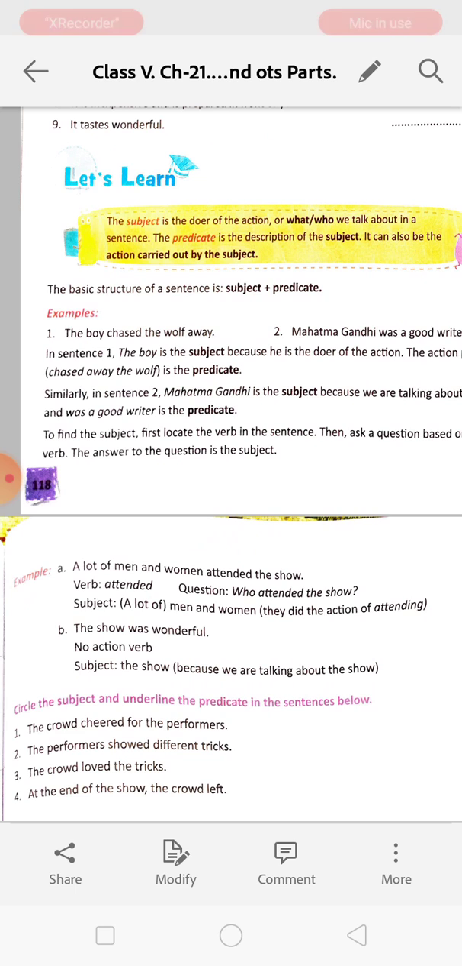Example: a lot of men and women attended the show. Verb: attended. Question: who attended the show? A lot of men and women. They did the action of attending. The show was wonderful. No action verb. The show, because we are talking about the show. So no action verb is there.